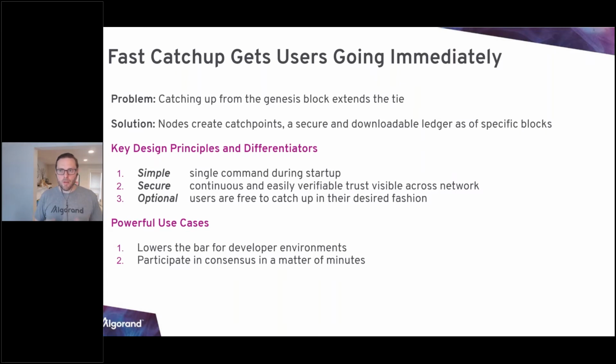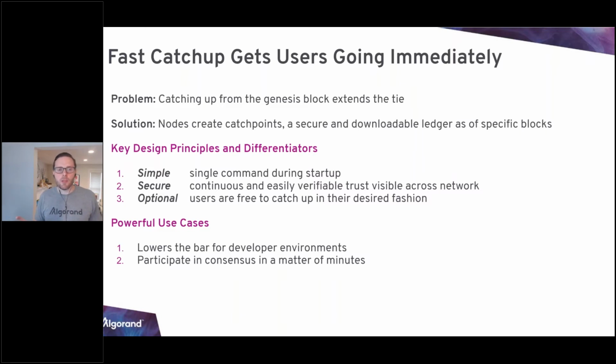So the solution here: just like you can create a node and then set it to be an archival node, you can set a node to create catch points. What these catch points do is create secure and downloadable ledger as of specific blocks. We create them every 10,000 blocks. And then when you go to catch up, if you use fast catch-up, you simply download this verifiable ledger as of roughly 10,000 blocks ago and catch up from there. So at no point do you have to catch up from more than 10,000 blocks. So we're talking about minutes here, not hours or days.